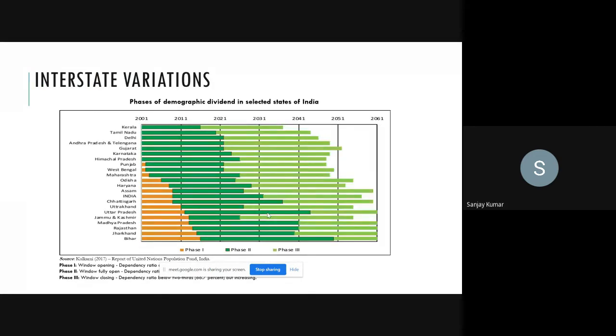And as I had shown only for Kerala and two other diverse states, we have also estimated the different stages of opening up of the window of opportunity, when it is fully open, and when it will start waning. Those things by state have also been estimated, and it clearly indicates that a few states are ahead in reaping the benefits of demographic dividend as compared to the other states, where it will come after a few decades.